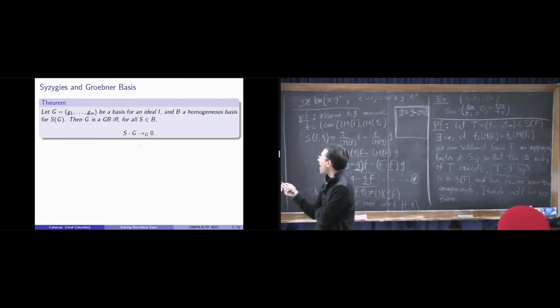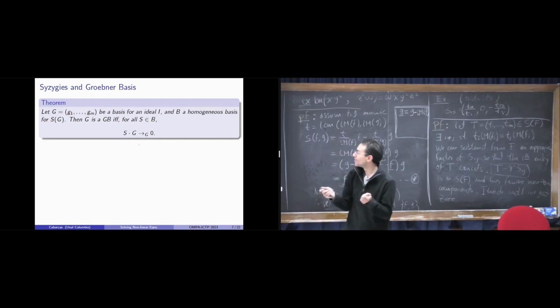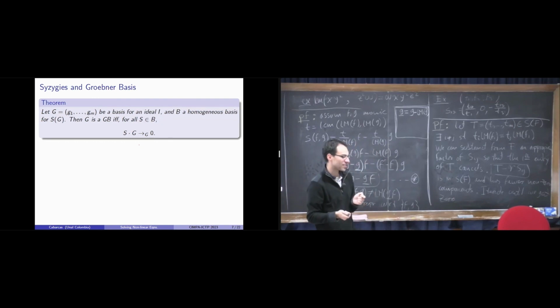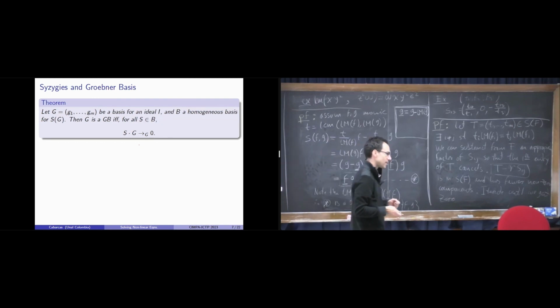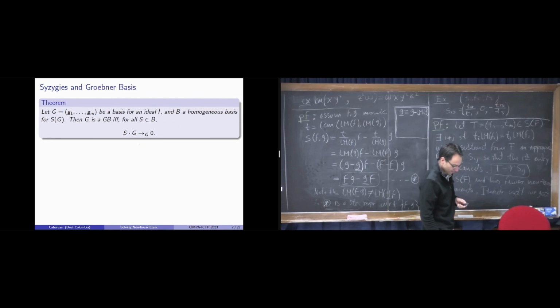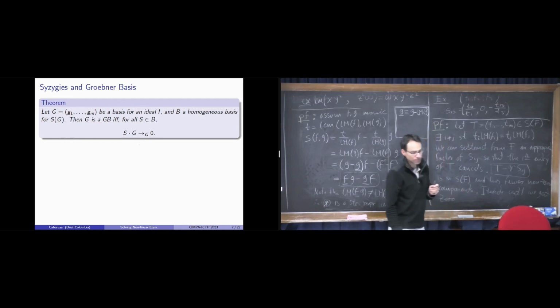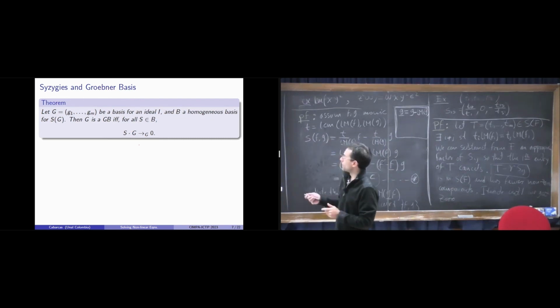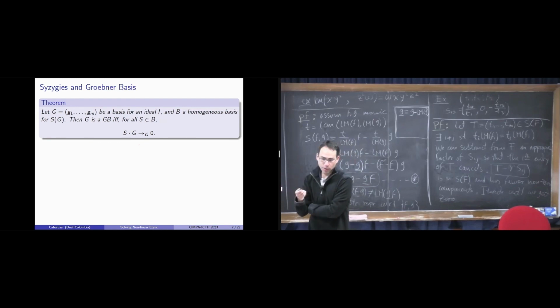Before, we had that B has to be the set of S polynomials. Now we are saying you can use any homogeneous basis for the module of syzygies of the leading terms. I'm not going to prove this theorem, but it's in the same spirit. It's pretty much the same proof as the first theorem that I proved about Groebner basis. But it's very powerful because, from a computational point of view, we can hope to get smaller homogeneous bases for the module of syzygies, and therefore have to do fewer computations.